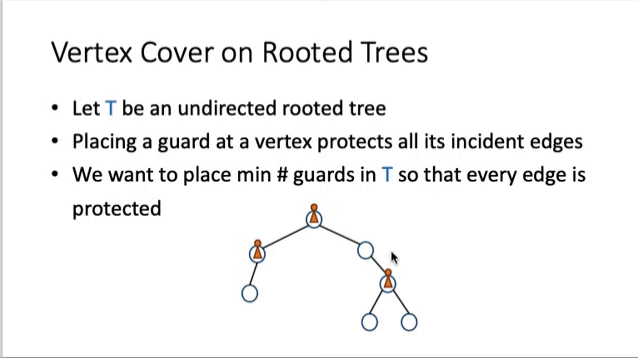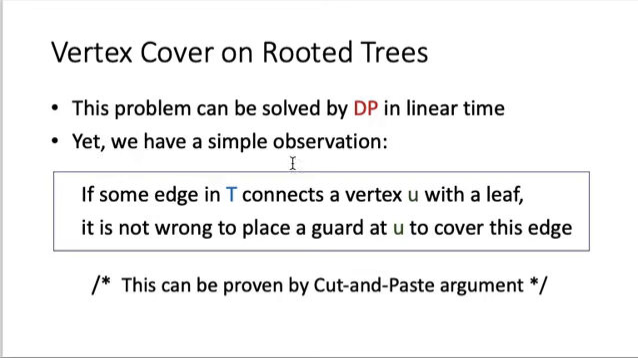So how do we do so? Previously, we have shown that we can perform something like a depth-first search traversal of the tree, and then do dynamic programming and collect the results so that we can find out where to place the guards. But here, we are going to solve it using a different idea. So here, the problem can be solved by DP.